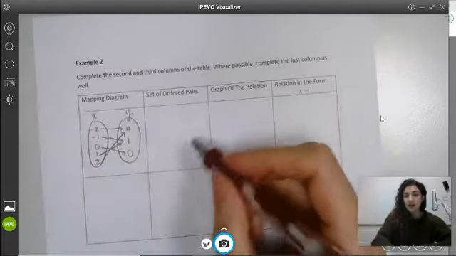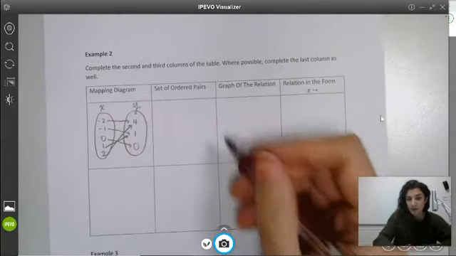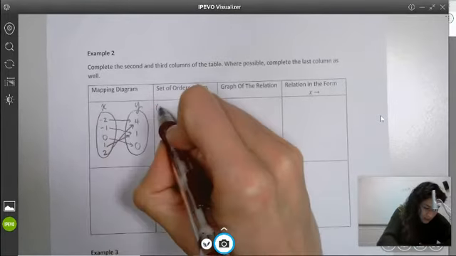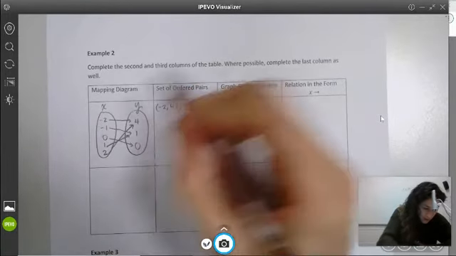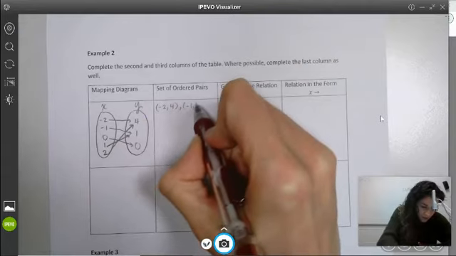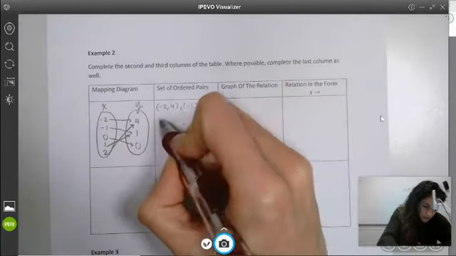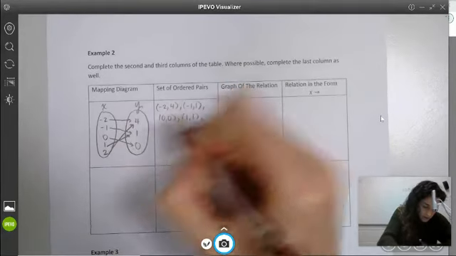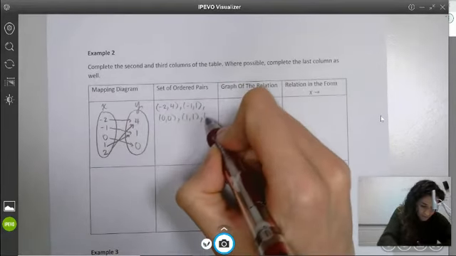I want you to first write this out as a set of ordered pairs. So writing it out as an ordered pair means that we would get (-2, 4), (-1, 1), (0, 0), (1, 1), and (2, 4).